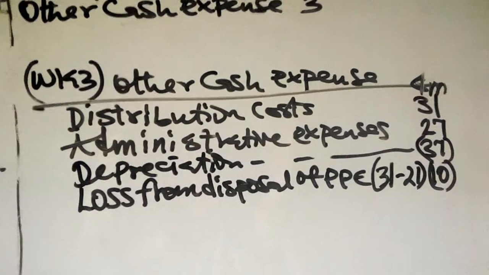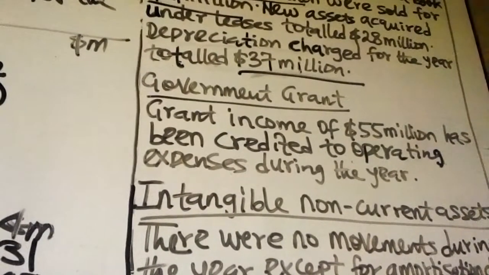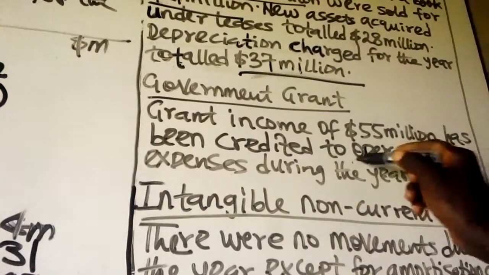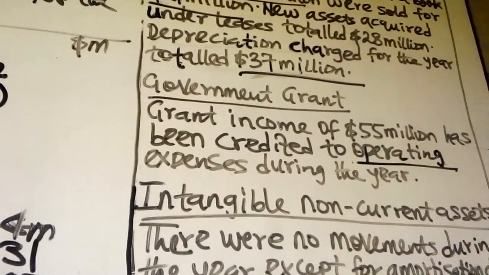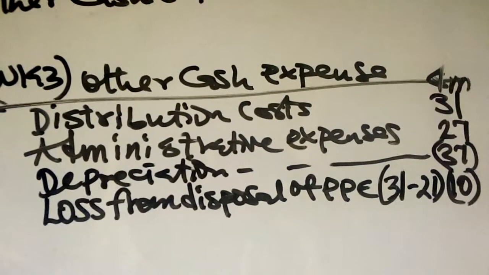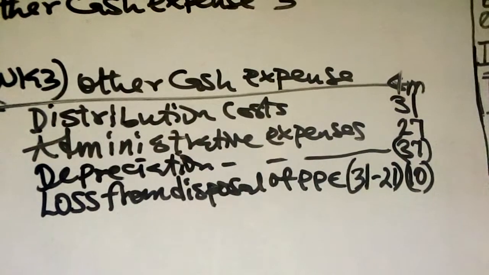Then the next note, after the PPE, is government grant. You were told grant income of 51 million has been credited to operating expenses during the year. Operating expenses is your administrative or distribution expenses. Since it has been credited, that means it has been deducted from the operating expenses. So you are going to add it since the operating expenses have been reduced.